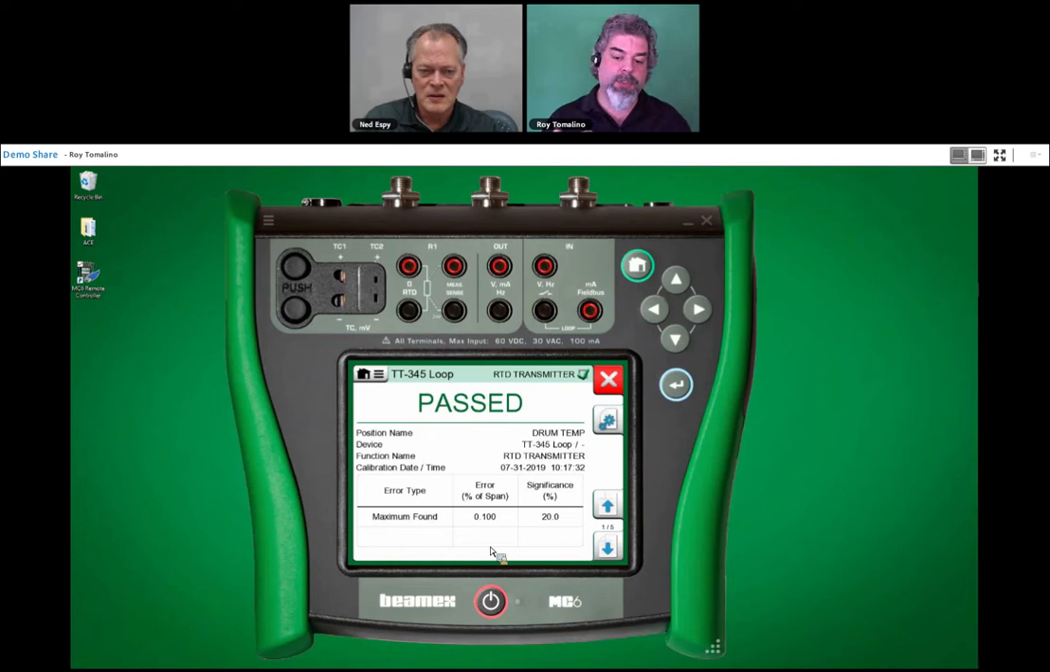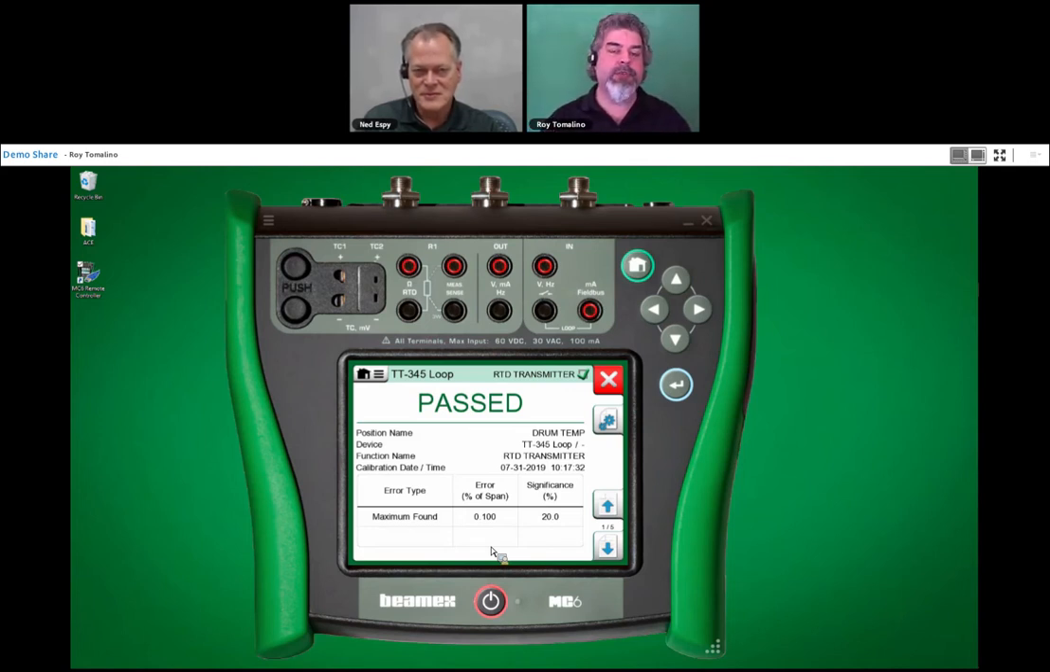So this was the test that we just completed. The maximum error was 0.1% of span, and our span is 0 to 500. So 0.1% of that was our error. The significance is how much of our error tolerance we used up in this error. So we used up 20% of our allowed error tolerance. Budget? Yeah. Tolerance.